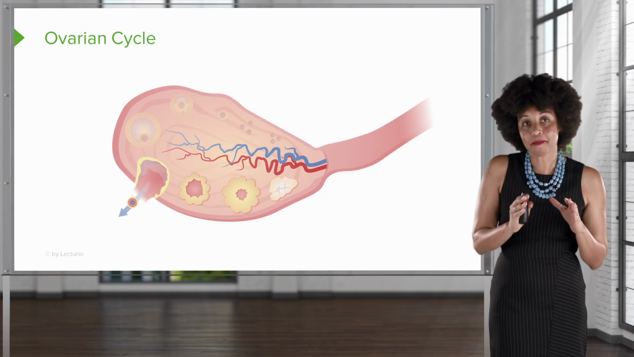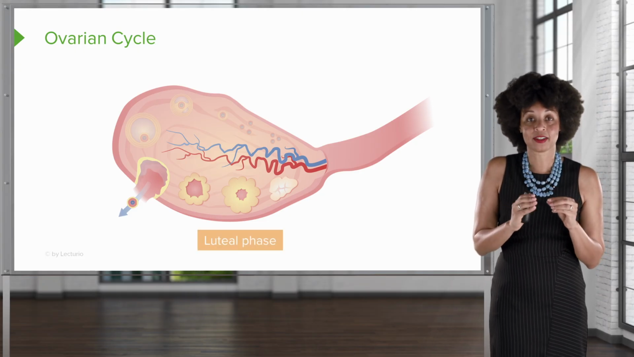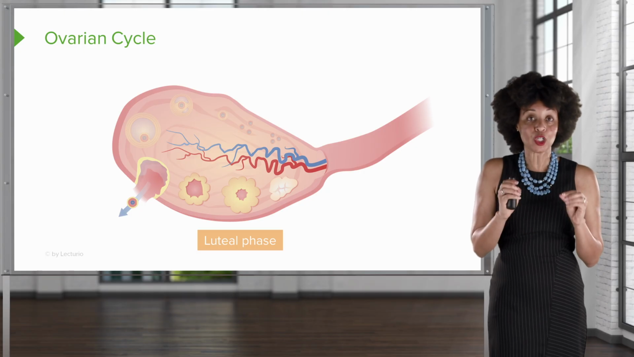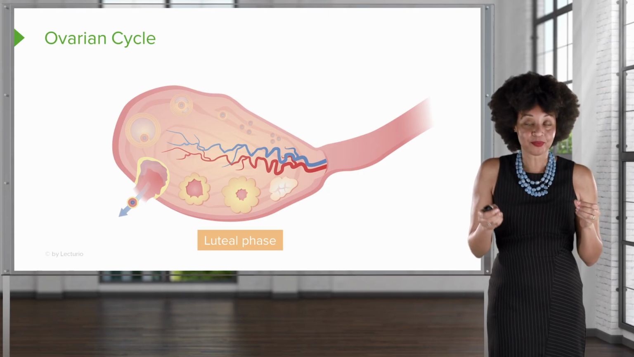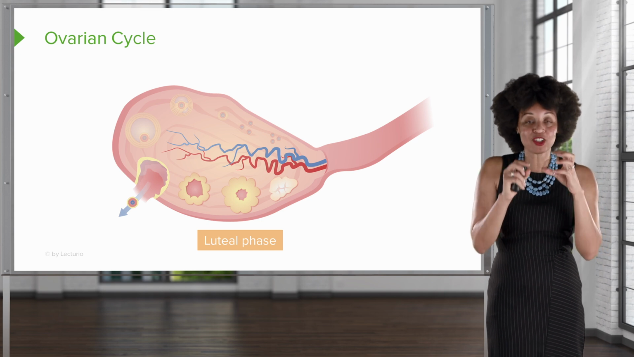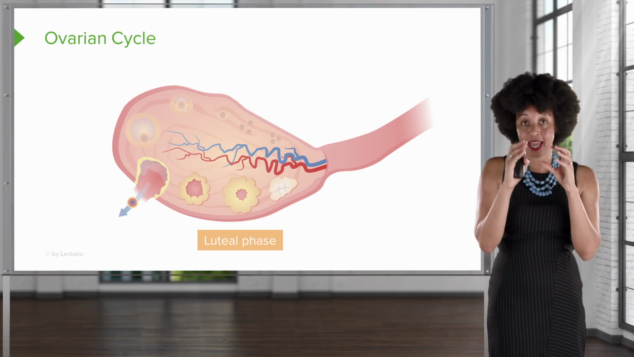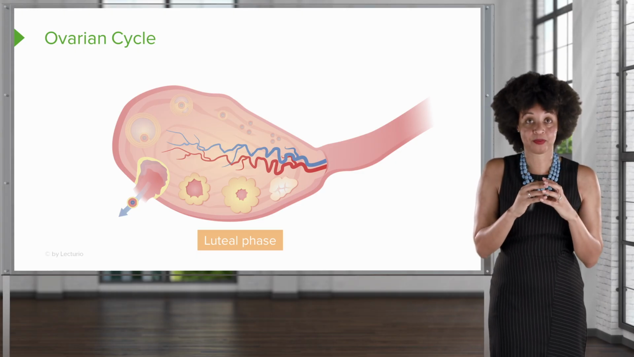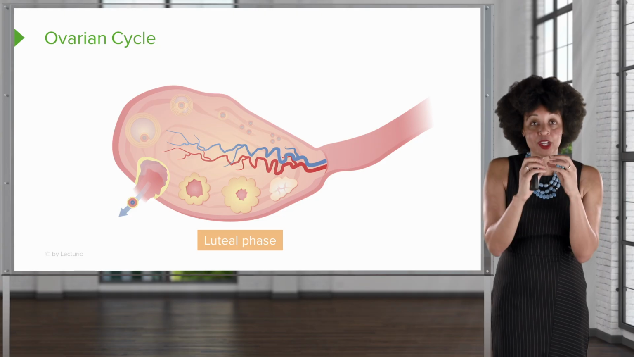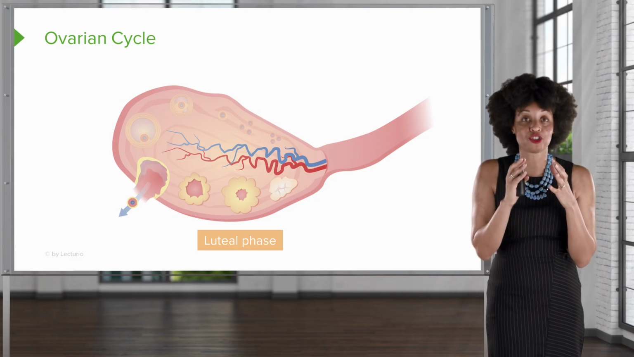So now let's talk about the last half of the ovarian cycle, the luteal phase. Luteal comes from the word lutein, which means yellow. So guess what color it is? It is yellow. And it makes a small mass of cells that are left over after the egg erupts from the follicle. So as the cells collapse, the corpus luteum is formed, and its major function is to produce progesterone.